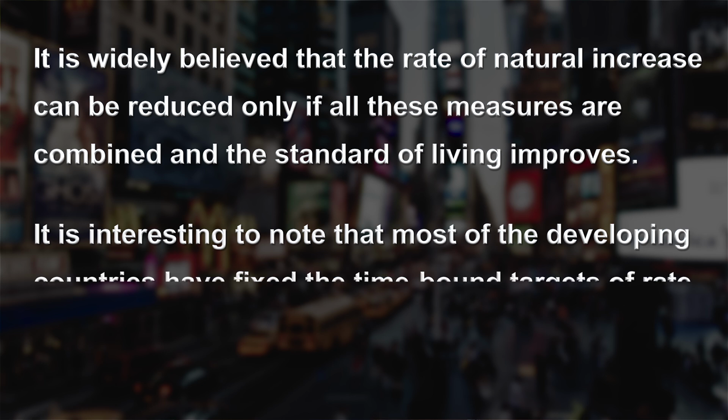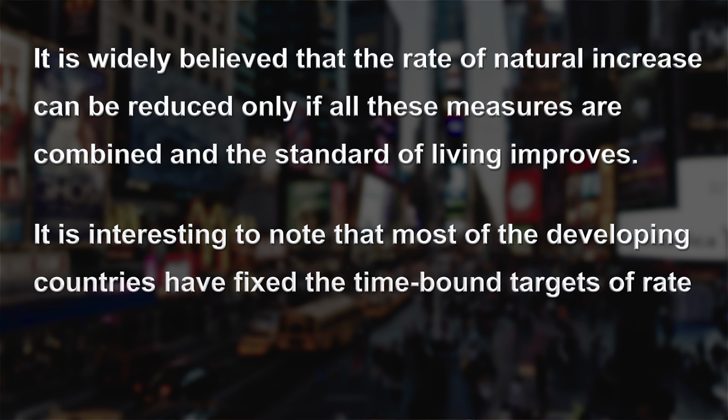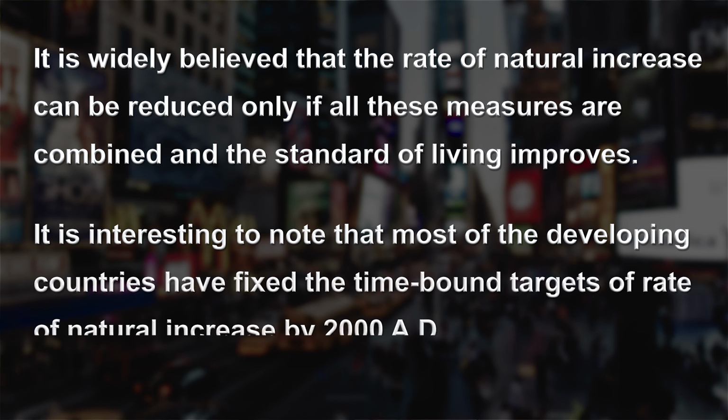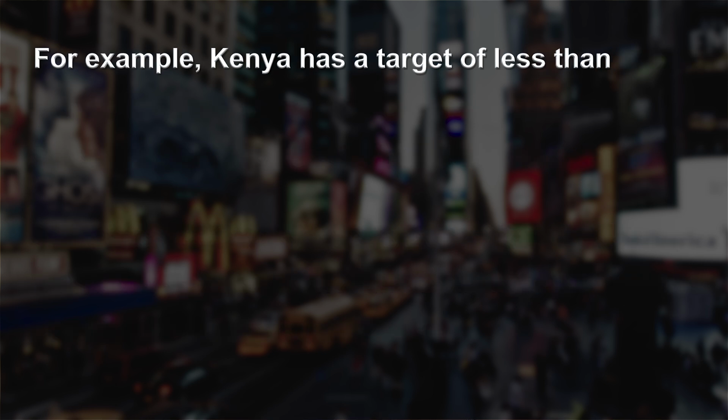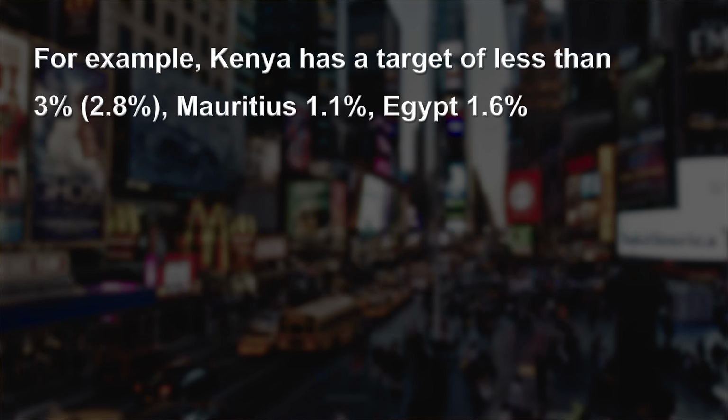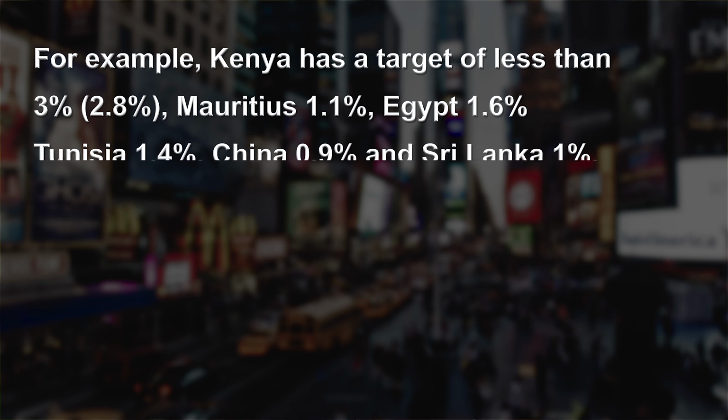It is interesting to note that most of the developing countries have fixed the time-bound targets of rates of natural increase by 2000 AD. For example, Kenya has a target of less than 3%, that is about 2.8%, Mauritius 1.1%, Egypt 1.6%, Tunisia 1.4%, China 0.9% and Sri Lanka 1%.